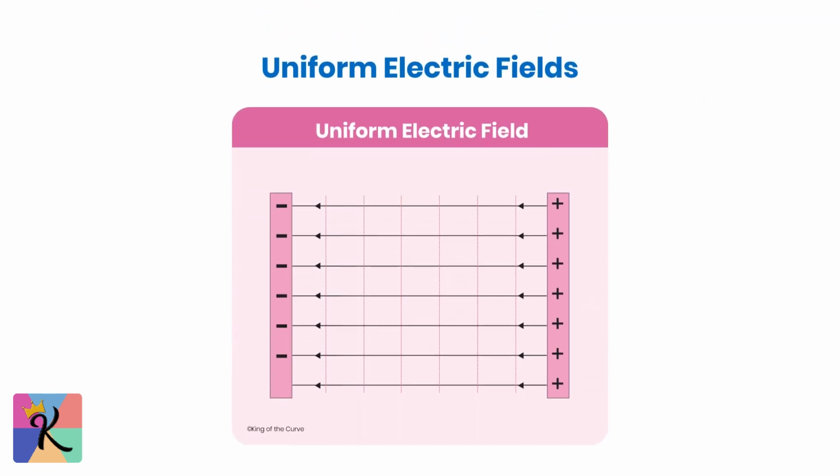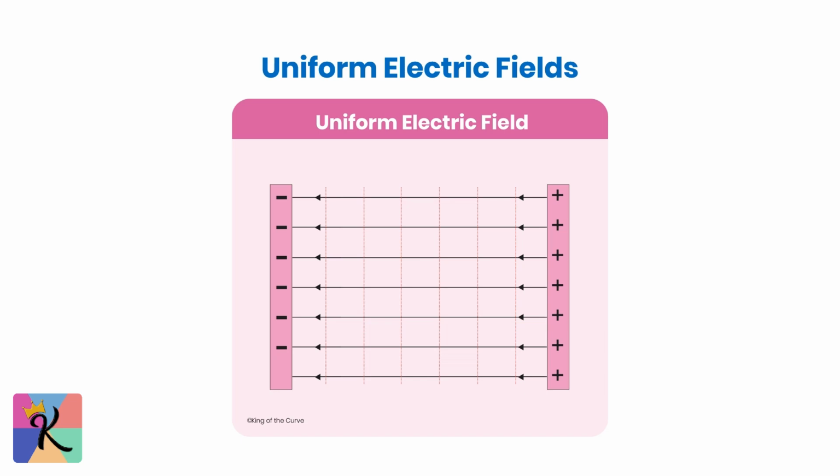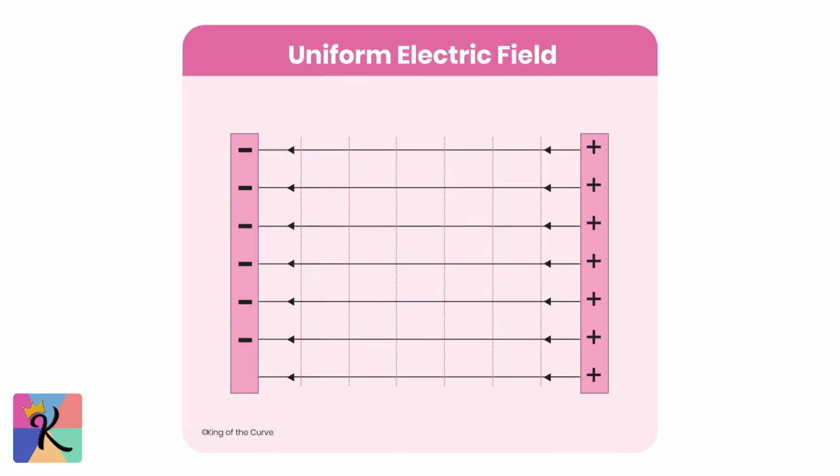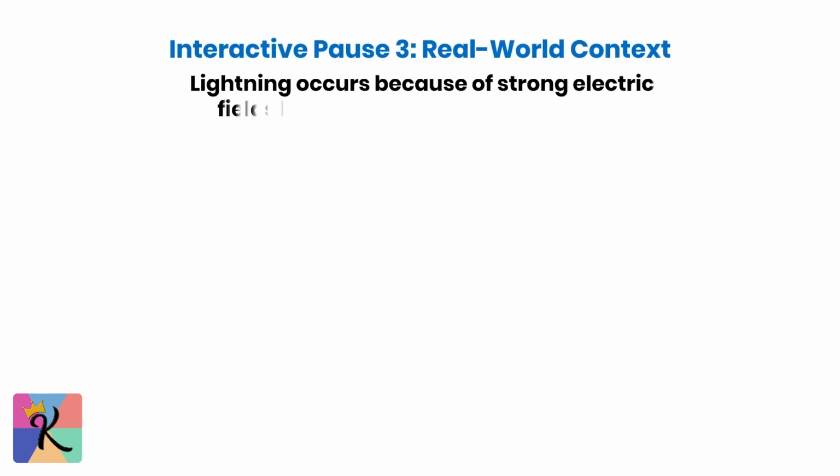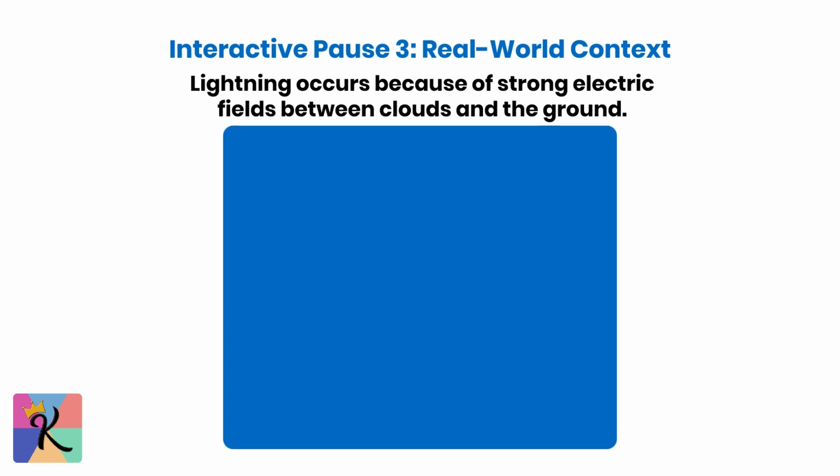A uniform electric field has parallel field lines and constant strength everywhere. This occurs between two large charged plates. Lightning occurs because of strong electric fields between clouds and the ground. What do you think the field lines would look like? Picture it before we reveal.